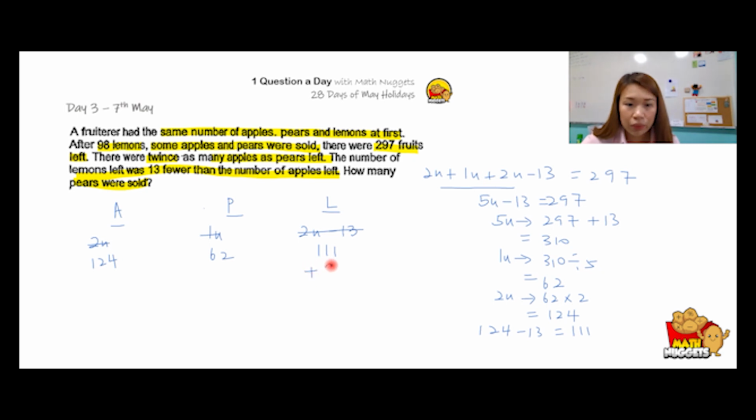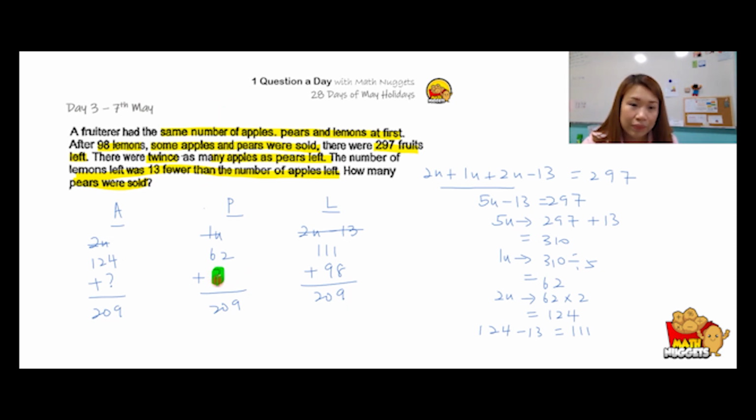98 lemons were sold. We add back the 98 lemons. So there were 209 lemons at the beginning, which means there were 209 apples and 209 pears at the beginning, right? But we don't know how many. Wait, yes, correct. Okay, so from here we are able to find out the number of pears sold already.